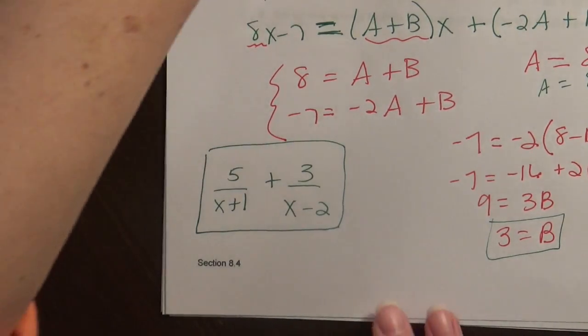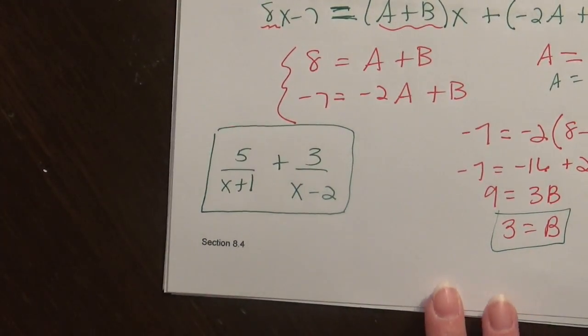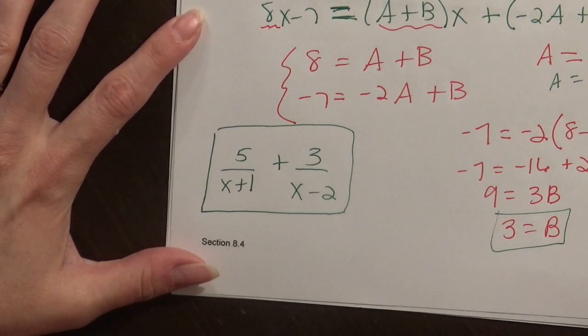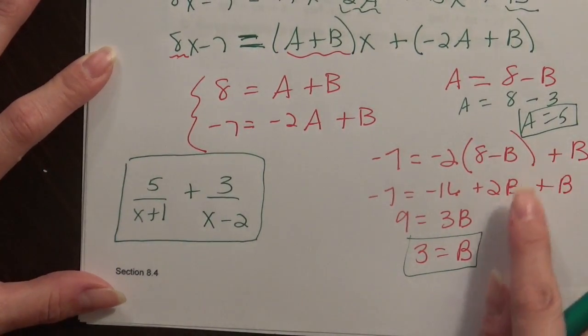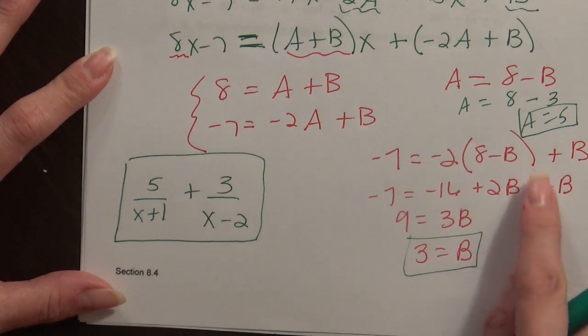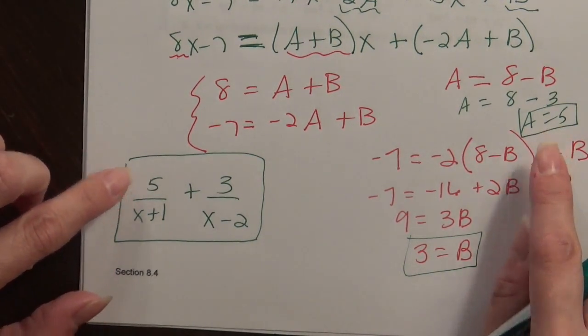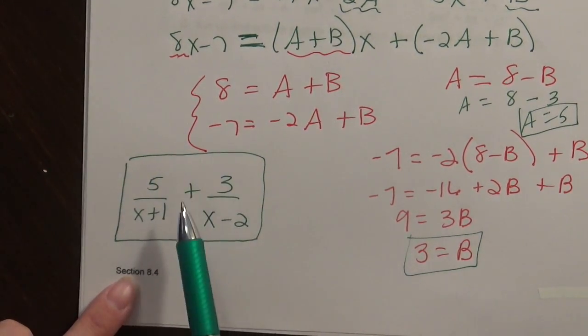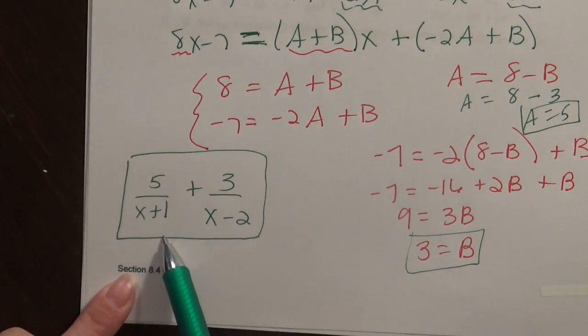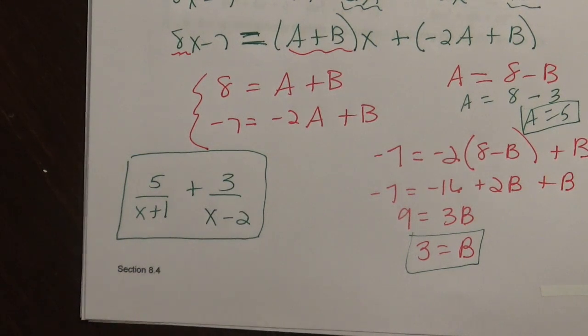Okay, so are we clear on how we got that? And again, I apologize that I'm having to move my paper all around. It took up quite a bit of space to go through this problem. We found that a was equal to 5 and b was equal to 3, so we just substituted the 5 in for our a and the 3 in for our b, giving us a rational expression of 5 over x plus 1 plus 3 over x minus 2.